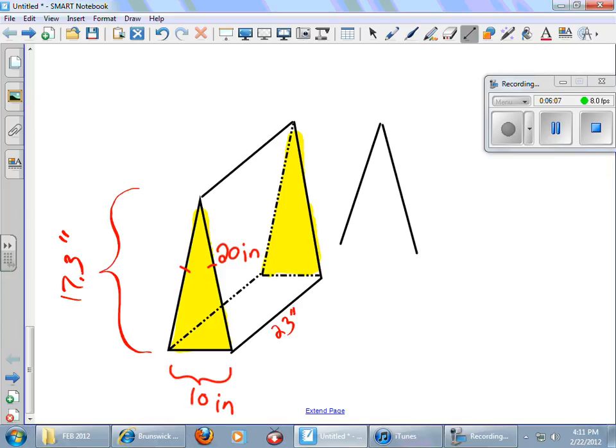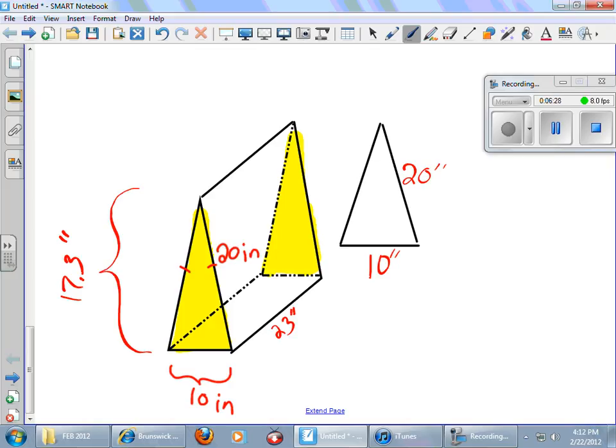They kind of look something like this. Now I know that from the picture of the prism, the side is 10 inches. I know this side is 20 inches. Now, ask yourself, do you know the height of this prism? Well, the height of the triangle.